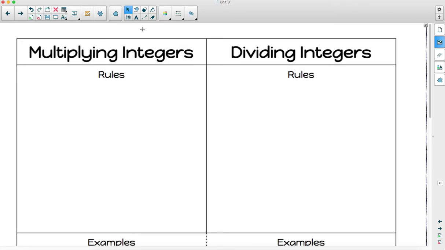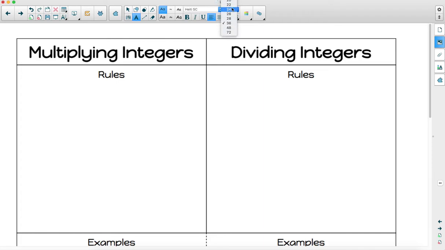So you should have been given this notes page, and you have one side for multiplying integers and one side for dividing integers. We're going to fill this out, and then once we're finished, you will glue this into your math journal. I really think that multiplying and dividing integers is way simpler than adding and subtracting the integers, or even adding and subtracting fractions and decimals.